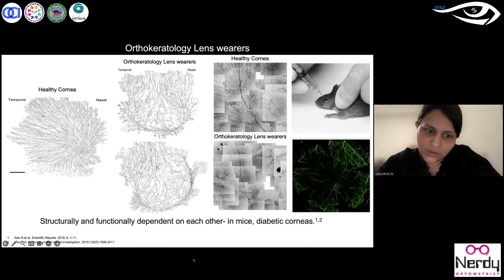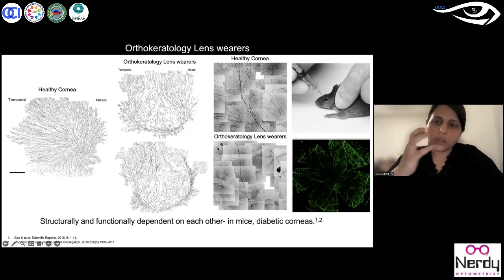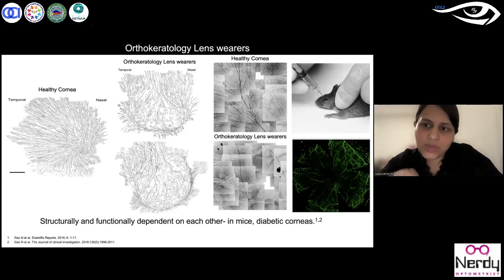Now, these are some experiments from the lab of Nangao, and what they say is that these cells and nerves work together. They are interconnected. What they mean by interconnected is that if you remove the nerves from the cornea, these cells will also leave the cornea, and if you remove the cells, the nerves also fail to regenerate. So these cells and nerves work together. They are dependent on each other functionally. So if there are changes in nerves, there must be some accompanying changes in immune cells. So we were also interested in knowing this.